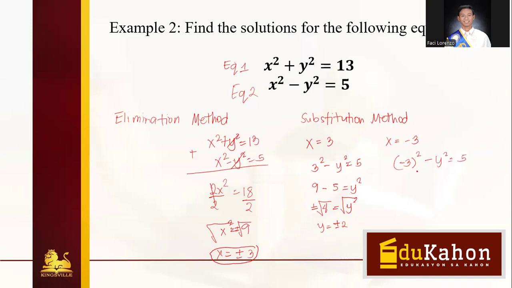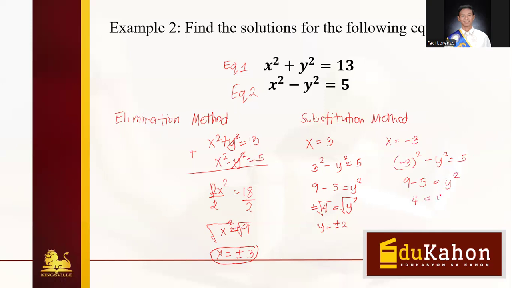Since negative 3 multiplied by negative 3, that's already positive 9. And we try to transpose 5 to the other side. So this is 9 minus 5 is equal to, we transpose negative y squared to the other side, we have y squared. Now they are the same, right? 9 minus 5 is 4.